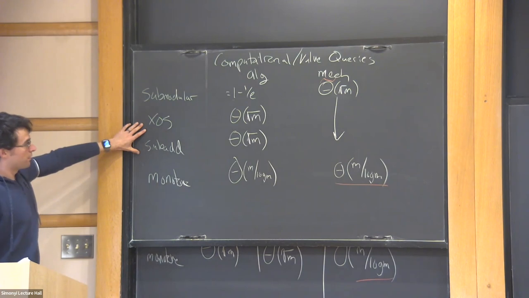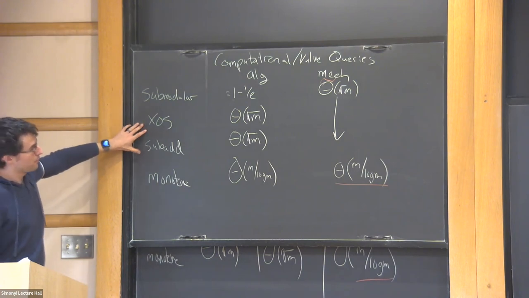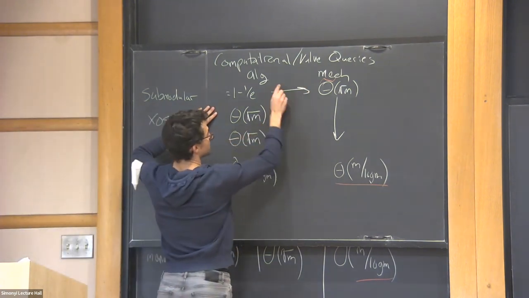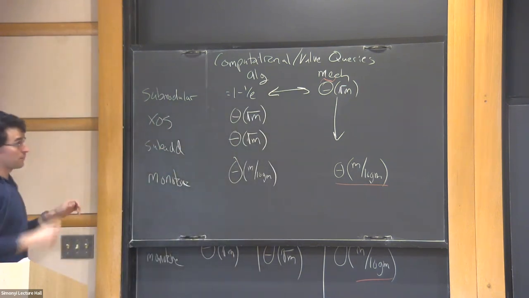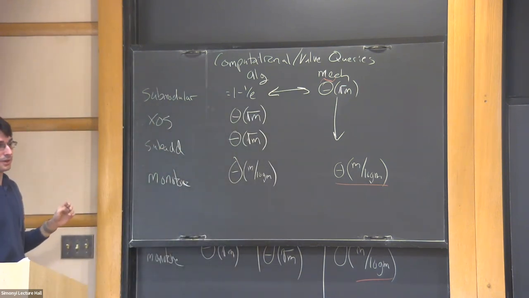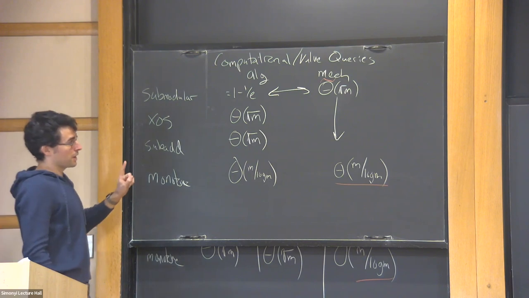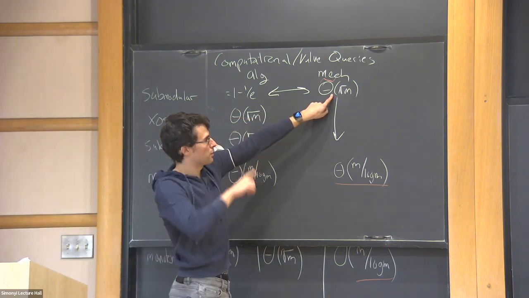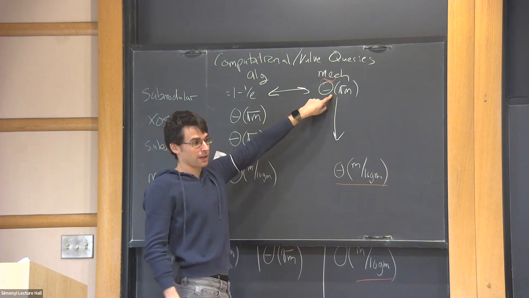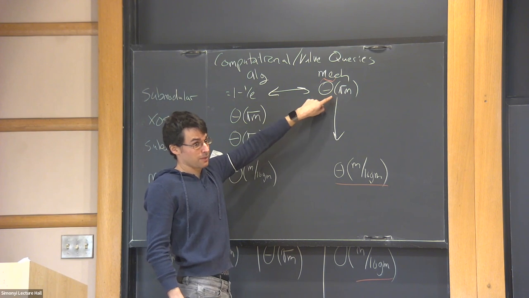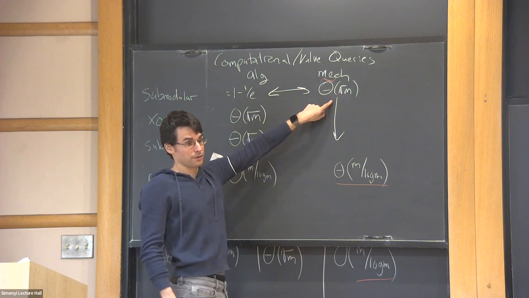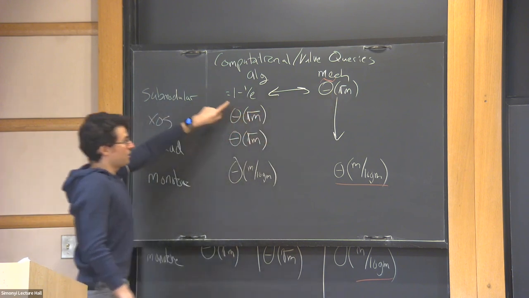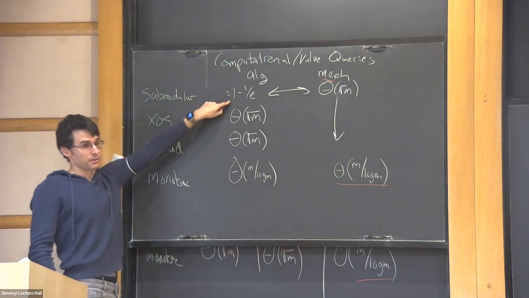So just saying what's known. In the computational model, this is in my opinion the most interesting result. We know, up to lower order terms, that the best truthful mechanism is root m. The impressive part of this is the lower bound, whereas there is a constant factor approximation.